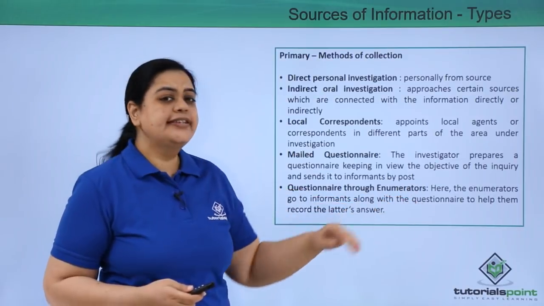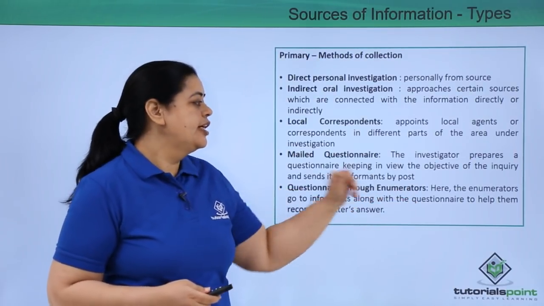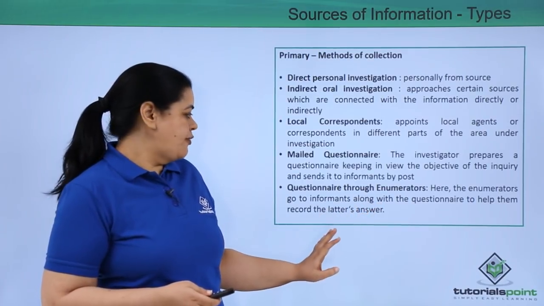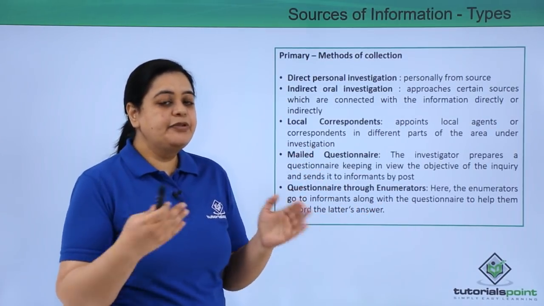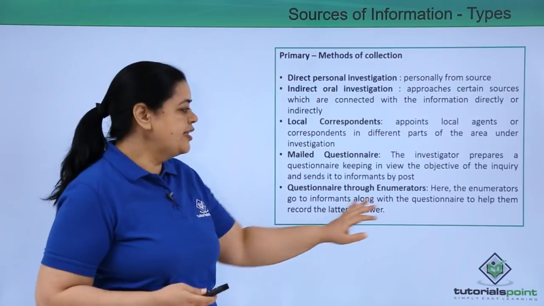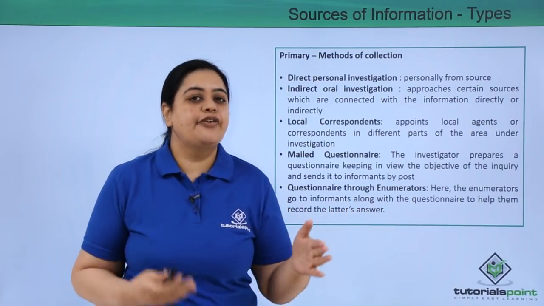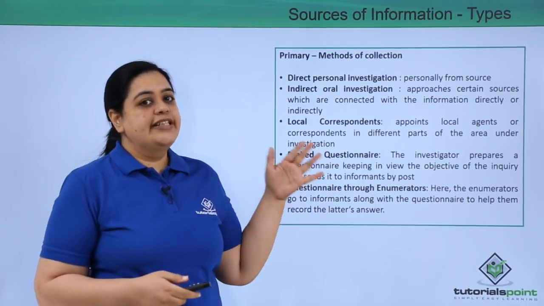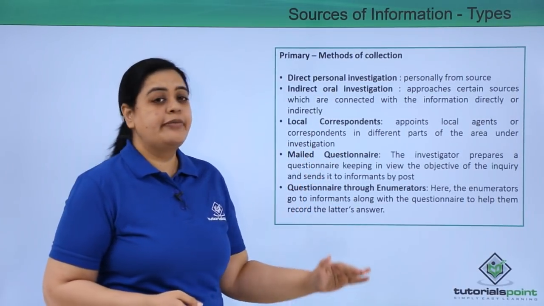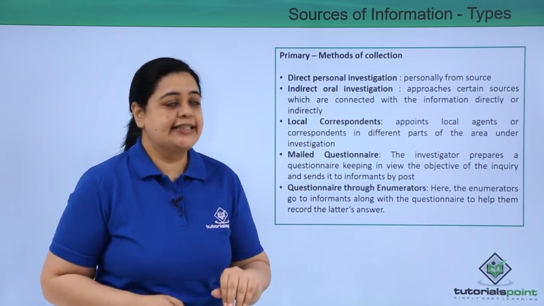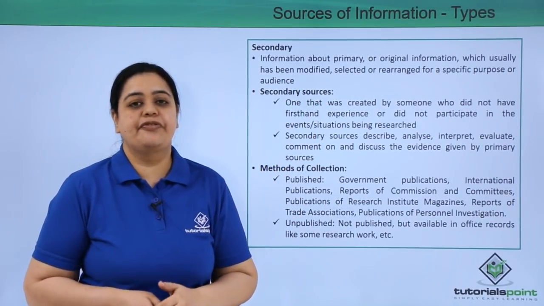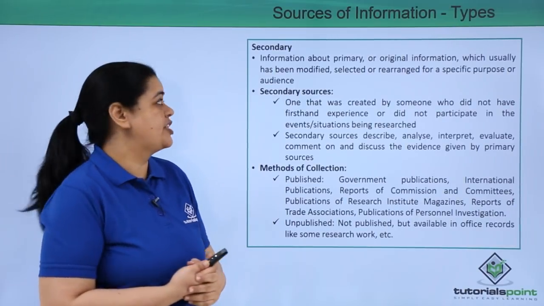Sometimes the questionnaires can be through enumerators. Here the enumerators would go to the informants, that is the people who are going to give the information, with the questionnaire, and then they will record the answers given by these informants. Now remember, we have discussed more in detail about these in statistics. Now let's move to the next source of information, that is secondary sources of information.